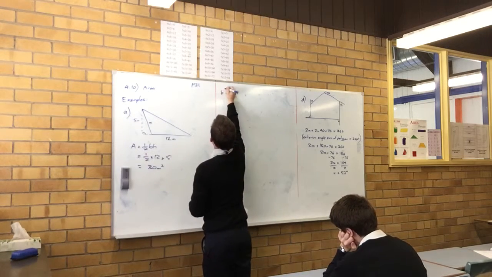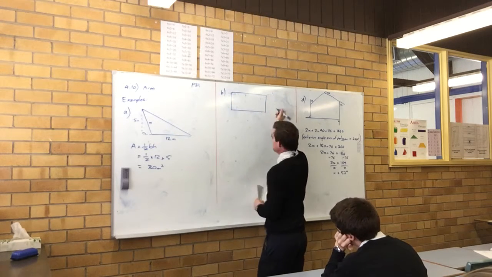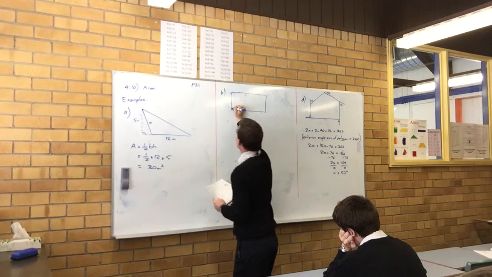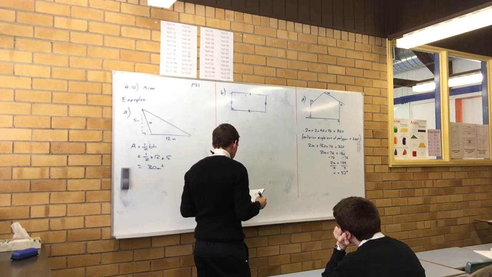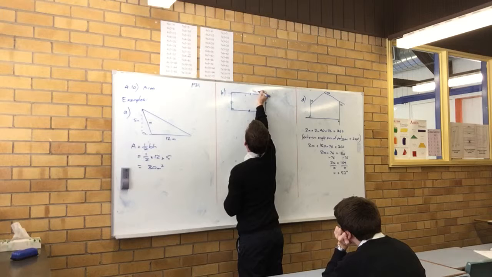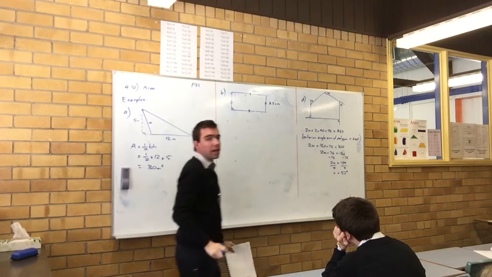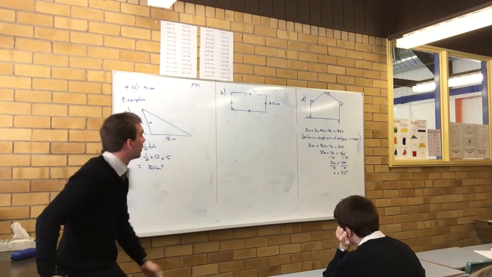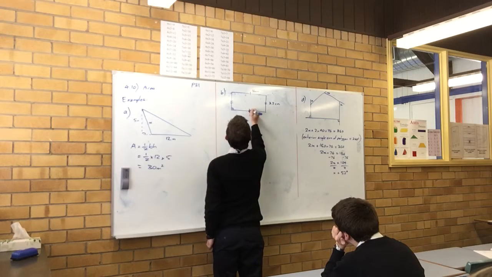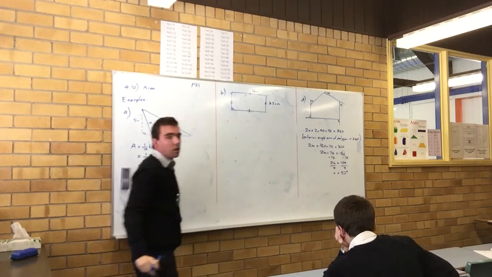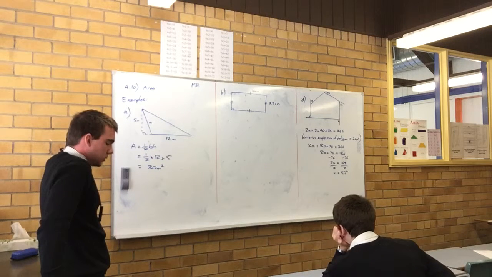Alright, B. So we have a rectangle. Everyone should be able to do this one without any dramas. So going back to the polygon, the quadrilateral, sorry. A rectangle has opposite sides equal, opposite sides parallel, diagonals equal, and right angles in all the corners.